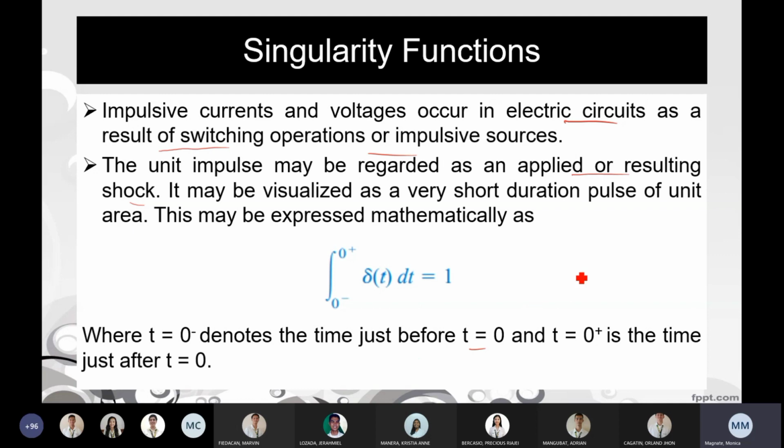So, parang yung kanina lang, pag kino-consider natin yung t is less than 0, parang equivalent niya lang dito sa impulse is yung t is equal to 0 negative. Pag naman yung isa, t greater than 0, siya naman yung t is equal to 0 positive.